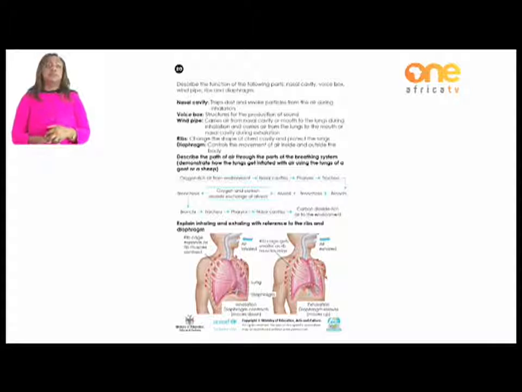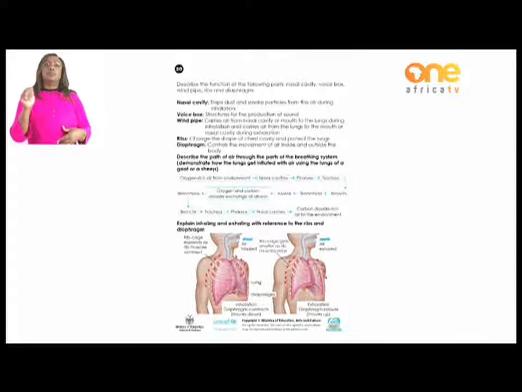And then also to make sure that when we are breathing in, it shapes up our chest to make sure that the accommodation of the air that we breathe in is enough or created. The last part of the breathing system that we are going to look at in terms of the functions is the diaphragm.